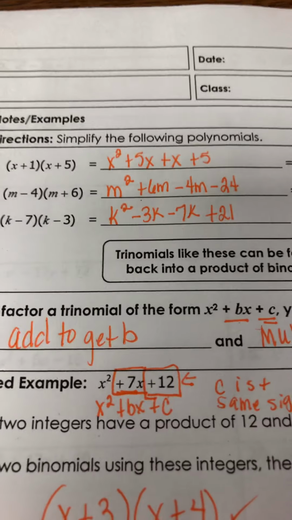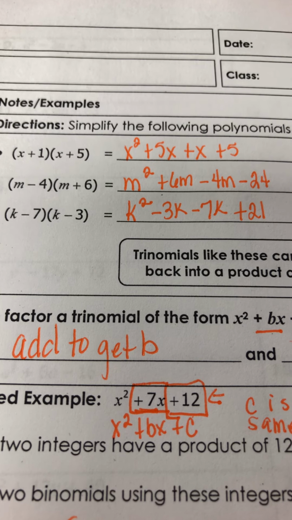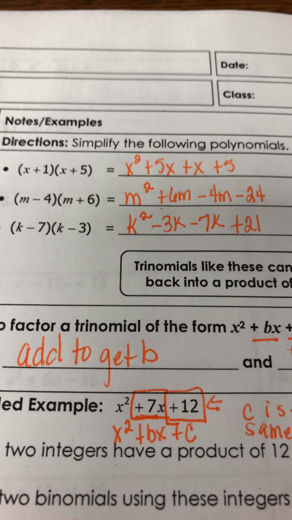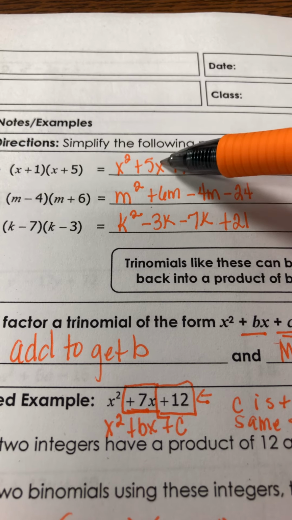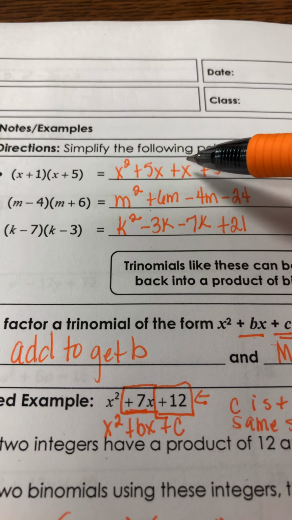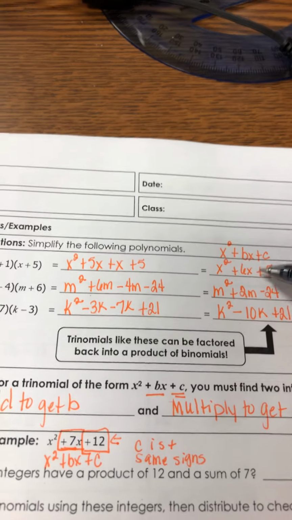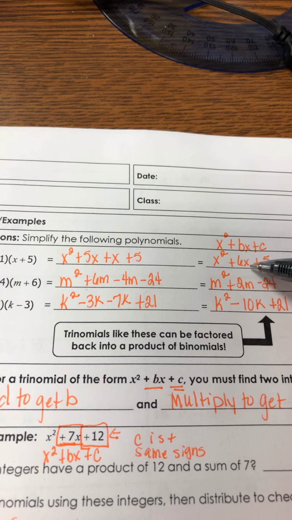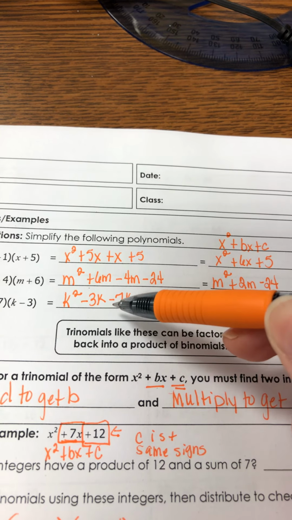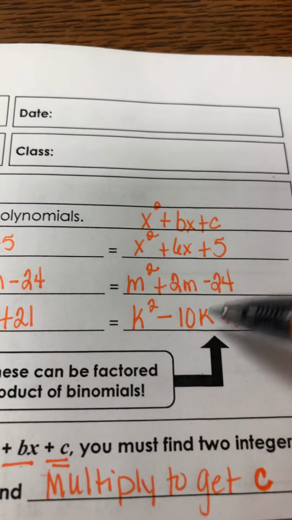Alright, so you'll notice on these 3 problems I used FOIL, first, outer, inner, and last, which is just another way to do the distributive property. And I got these values. Look at your middle terms. 5x and 1x, they need to be added together to get 6x. When you add like terms, don't do anything to your exponents. 6m plus negative 4m is 2m, negative 3k and negative 7k is negative 10k. And these are your finished results.